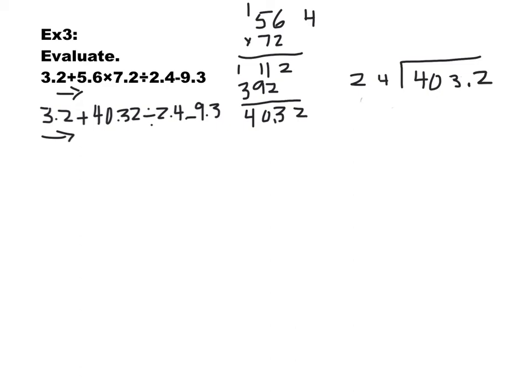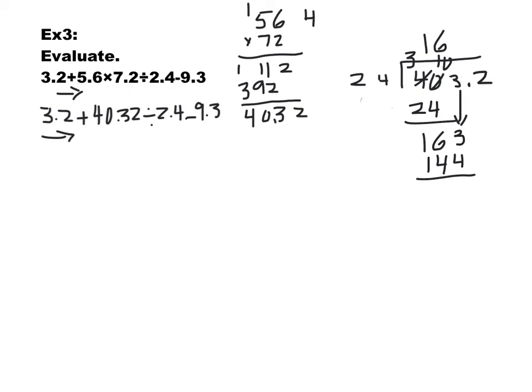I'm going to get 1. So it's going to be 24. Since I cannot subtract 4 from 0, I borrow 1 from 4. 4 becomes 3, and this becomes 10. 10 minus 4 is 6. 3 minus 2 is 1, so it's 16. Now I move 3 down. It becomes 163. 163 divided by 24, I'm going to get 6. 6 times 24 is going to give me 144.